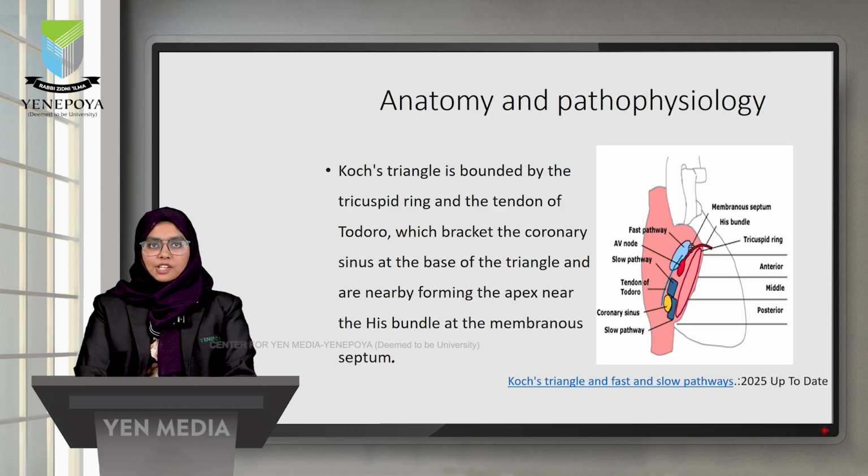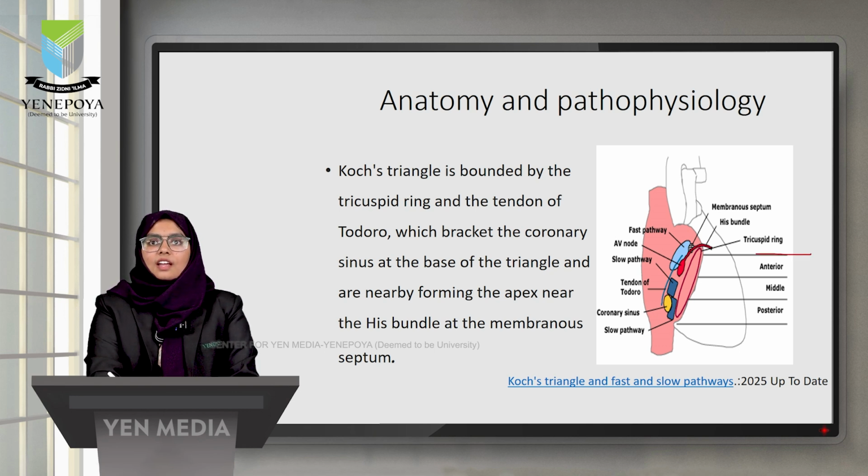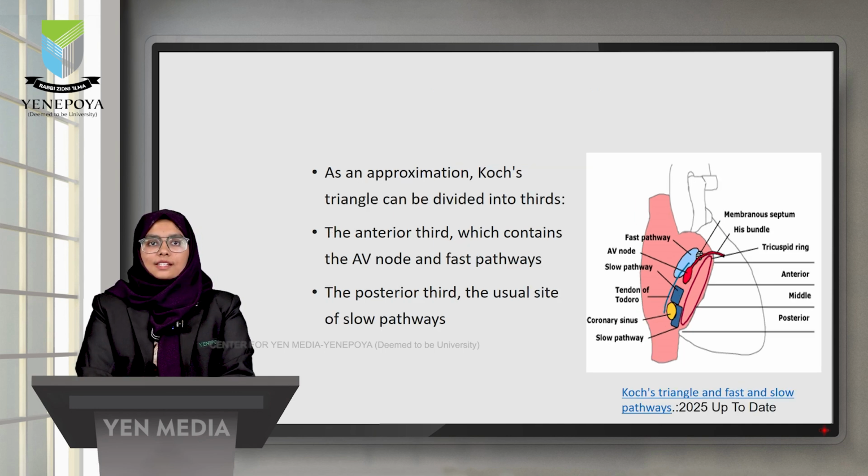So, anatomy and pathophysiology. Koch's triangle is an anatomical area in the right atrium where the AV node is located, which has a fast and slow pathway. The triangle is bounded by the tricuspid valve ring and the tendon of Todaro, and these bracket the coronary sinus at the base of the triangle, with the apex near the His bundle at the membranous septum.